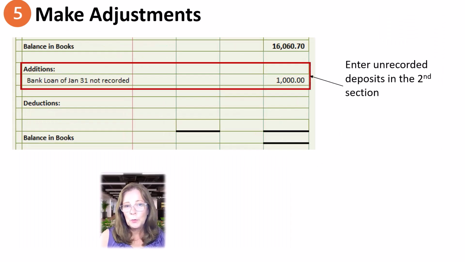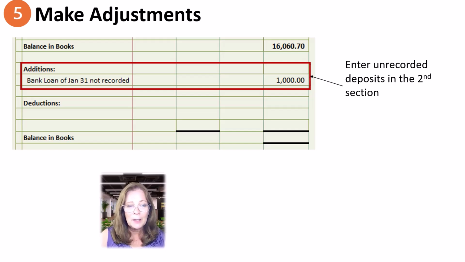Now we're ready to move to the second section of the bank reconciliation, which focuses on adjusting the company's book balance. Recall that this section includes transactions that have already been recorded by the bank but have not yet been recorded in the company's accounting records. Since these items affect the company's cash balance, they must be added to or deducted from the book balance. So let's begin with the additions section.